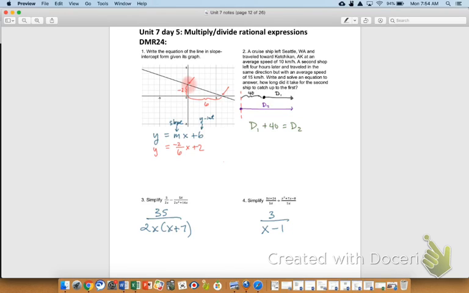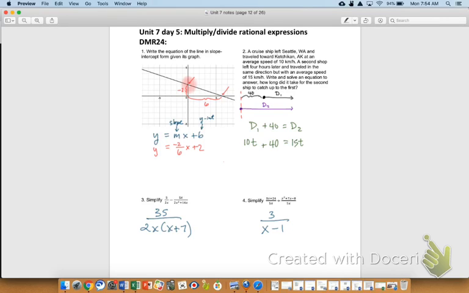Okay, so the way we finish this is we realize that distance equals rate times time. The rate of the first boat was 10, so I'm going to say 10t, right? Rate times time is distance. So 10t plus 40 is equal to d2. The rate of the second boat was 15, so the distance would be 15t.